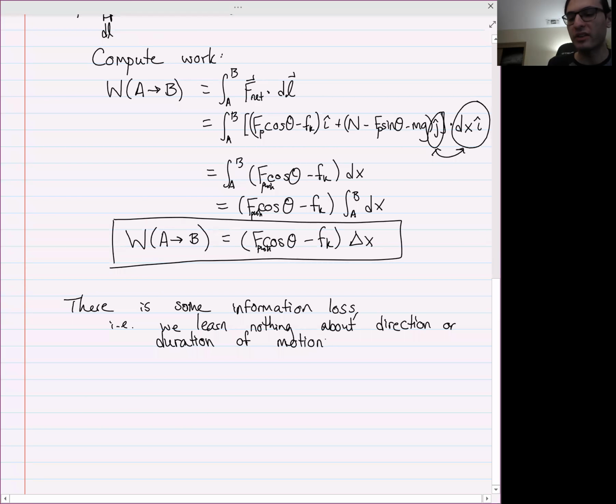So why is this the case? Well, think about it for a second. Kinetic energy, which is involved in the work energy theorem, 1/2 mv squared, doesn't say anything about the direction of motion. It doesn't say anything about the direction that v has, because when you square the velocity vector, i.e. take its dot product with itself, you lose all of the information about its direction. It's just a number now. Similarly, we don't learn anything about how long this motion took, because all we know is information about the beginning and end. We don't know what happened in the middle. So we do lose some information.